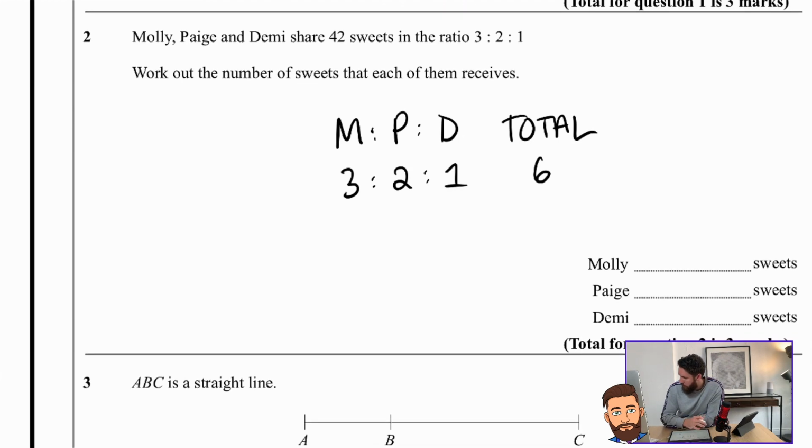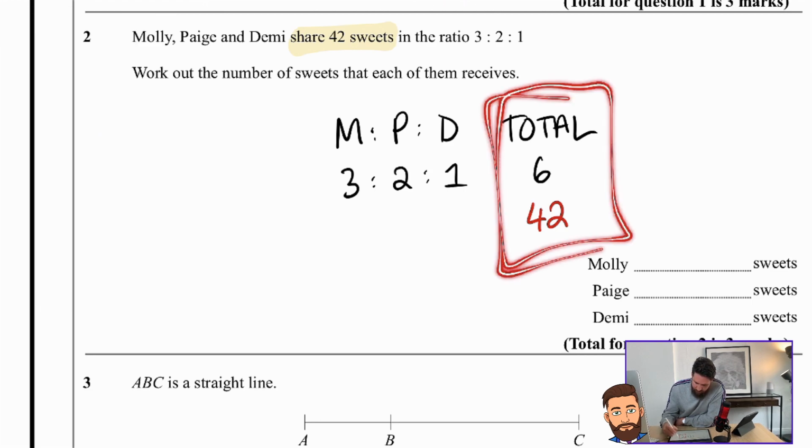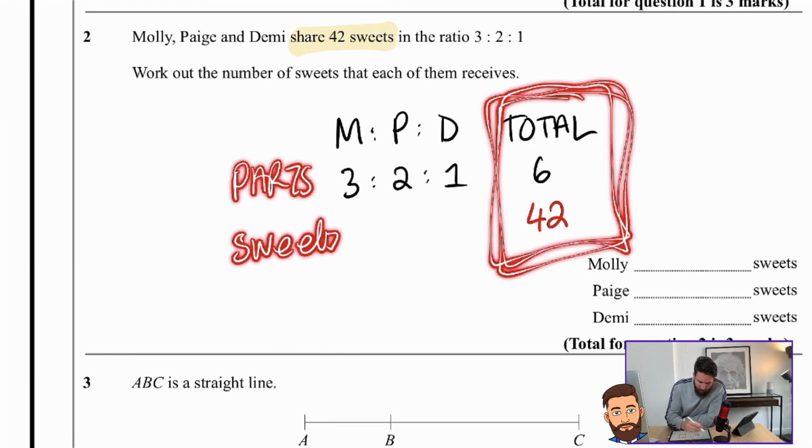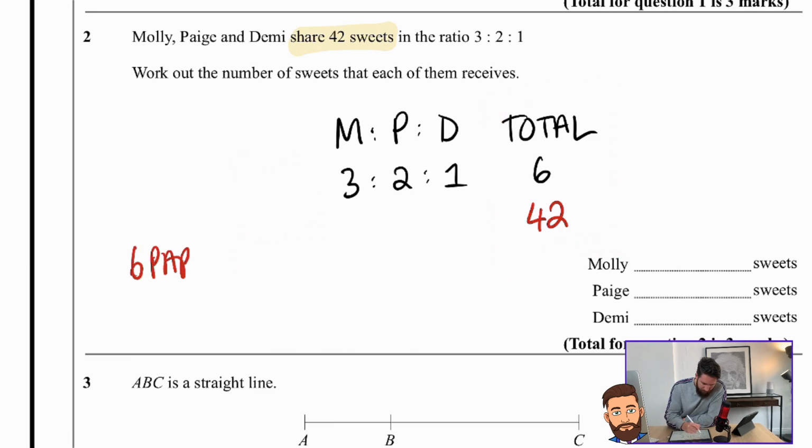Okay, so Ethan, you said you get the first bit but not the last bit. I'll go through the last bit on this question now. So if this question says they share 42 sweets, that would go under 42, under total. So this tells me that 6 parts, remember these are the parts, and these are, in this context, the sweets. 6 parts is 42. So if 6 parts is 42, I need to find one part.